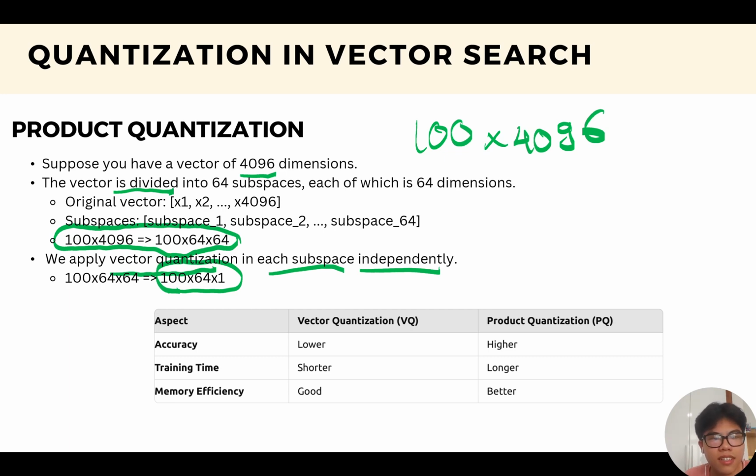Sorry, but I don't understand the table. Why is one lower, shorter, and good, and one higher, longer, and better? Even the memory efficiency, right? What is the difference between good and better? Which means that vector quantization is good at storage, but product quantization is better when compared to vector quantization. But in the table there are only two, right? So why is one good and one better? Maybe the table will need to change a little bit, right?